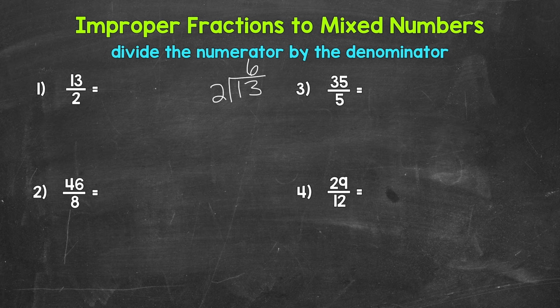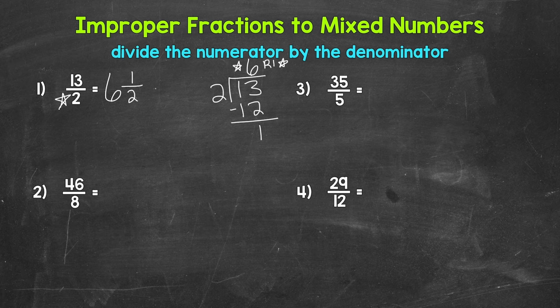So 6, this is our whole number of our mixed number. Now we multiply. 6 times 2 is 12. Then we subtract. 13 minus 12 is 1. So we have 6, remainder 1. We use that remainder of 1 for our fractional part of the mixed number. So 6 is our whole number, and then our remainder of 1 is the numerator of our fractional part. And then we keep the denominator the same. So we keep that denominator of 2. So 13 halves equals 6 and a half.